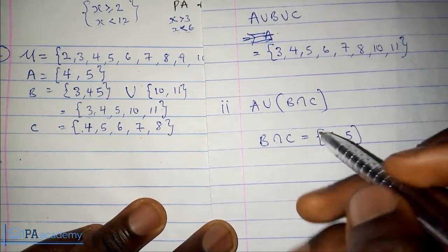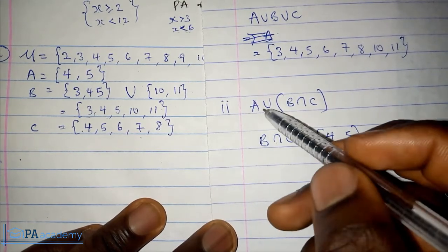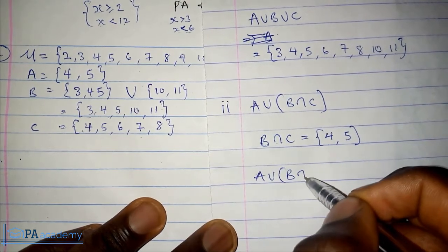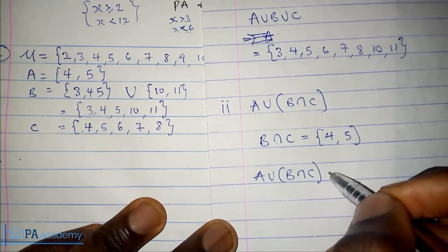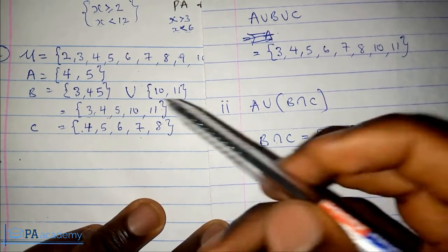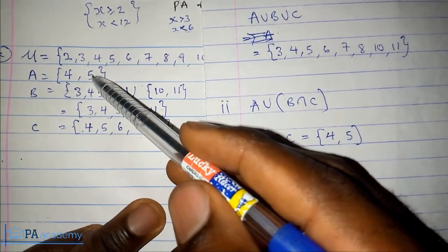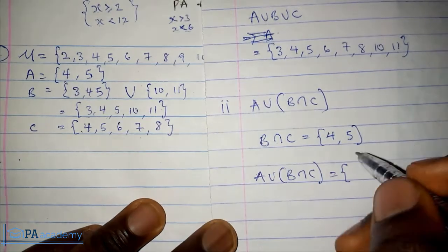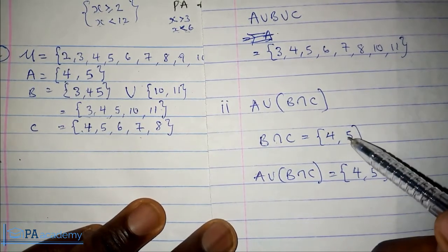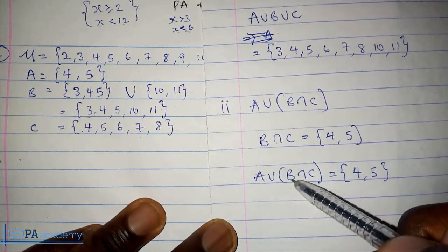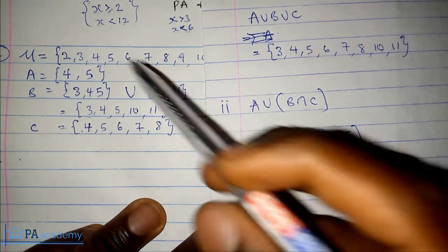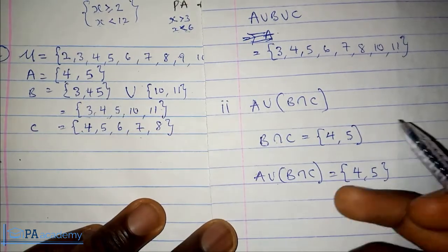So the next thing is to use this 4 and 5 with the union of A. So A union B intersection C, that will give us 4 and 5, and then let's look at A. A is also 4 and 5. So 4 and 5 will give us the answer 4 and 5. These are the elements in B intersection C and A. They are both 4 and 5.